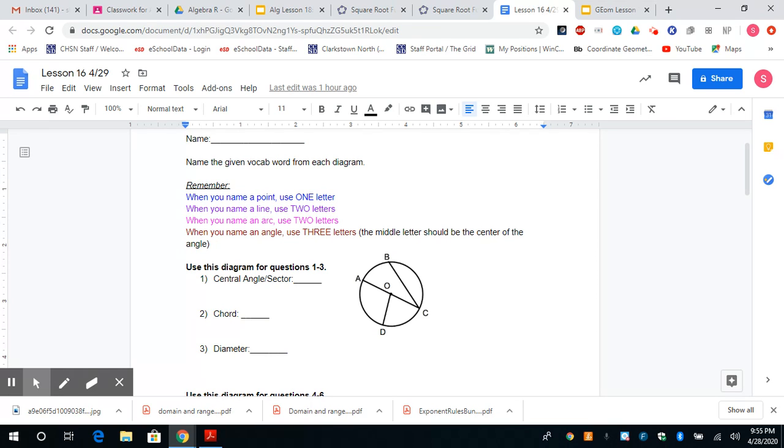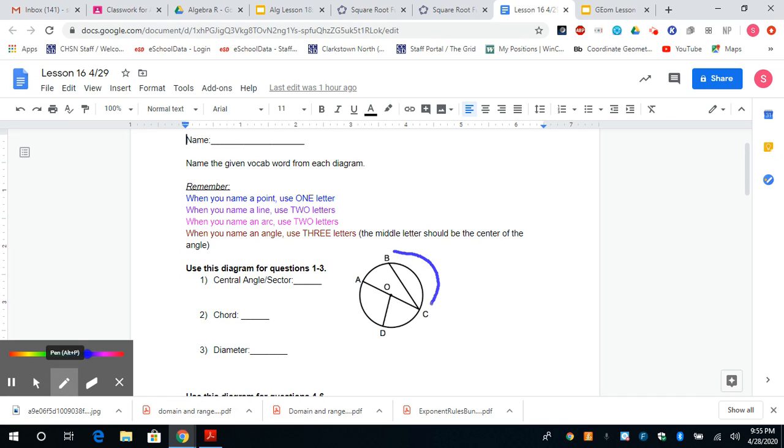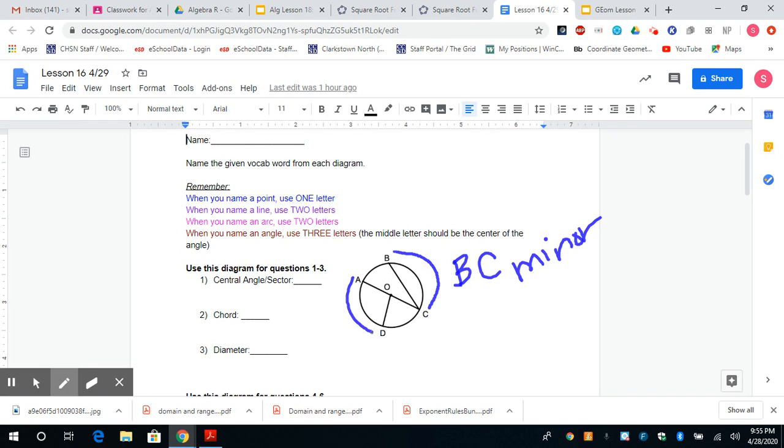When you name an arc, you also use two letters. So an example of an arc in this first circle would be BC. BC would be an arc. It's definitely a minor arc. AD is also an arc. AB is also an arc. There's as many pieces as there are. DC is also an arc. So when I ask you for an arc, you're using two letters.